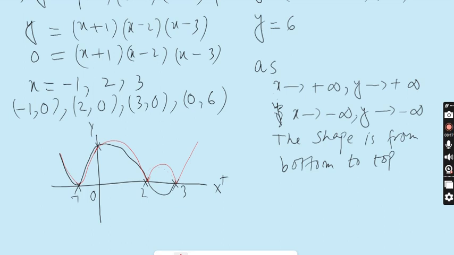Students, in a cubic function there is no requirement to find the turning points. Otherwise, if the requirement is to find the turning points, we have to find them as well. Okay, so this is the answer of part A. Move to part B.